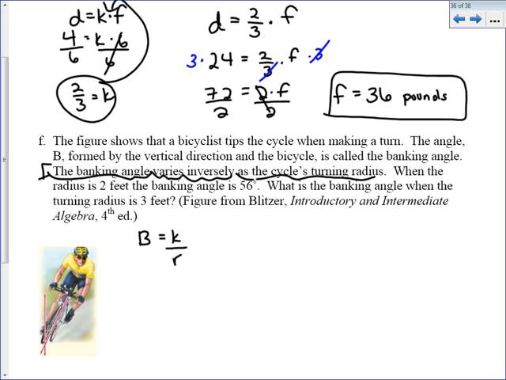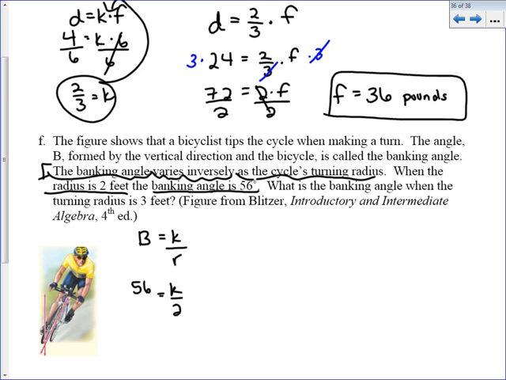When the radius is 2 feet, the banking angle is 56 degrees. So now we've got to make the decision of which place those numbers go in. So the 2 is going in for B or for R? R. It's a radius. That's why we choose those meaningful variables. So I'm going to put 2 in for R. And then the banking angle is 56. And we chose the banking angle to be B. We put 56 in for B.